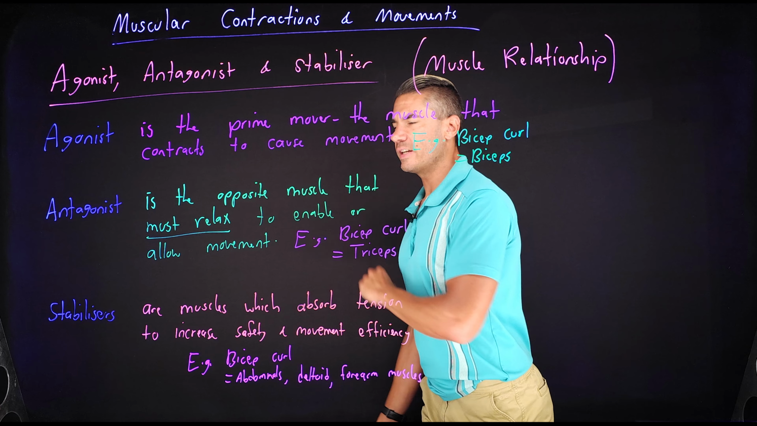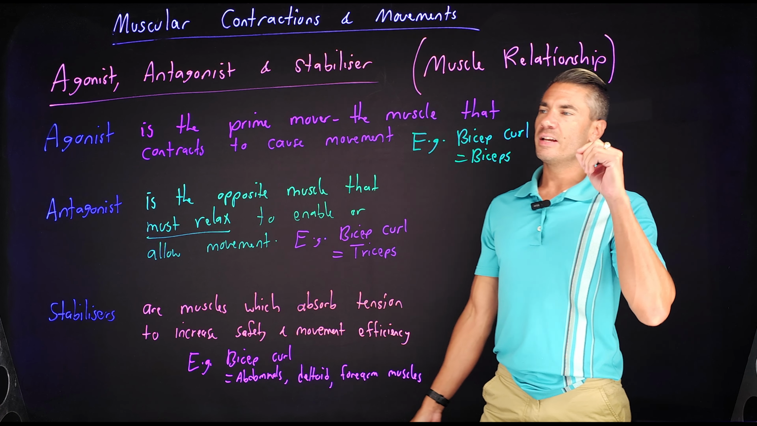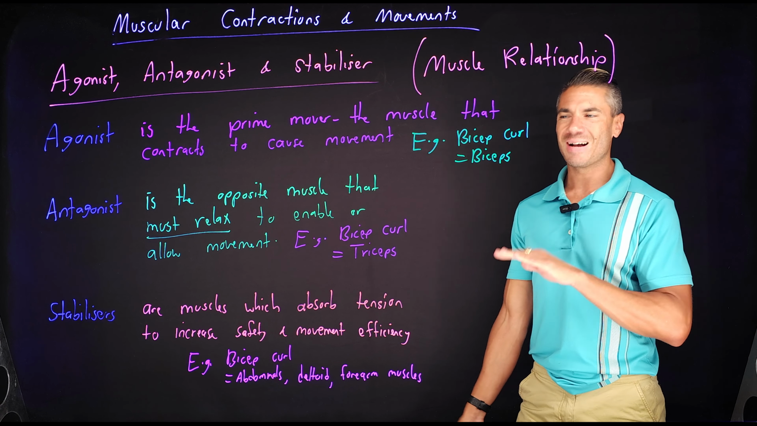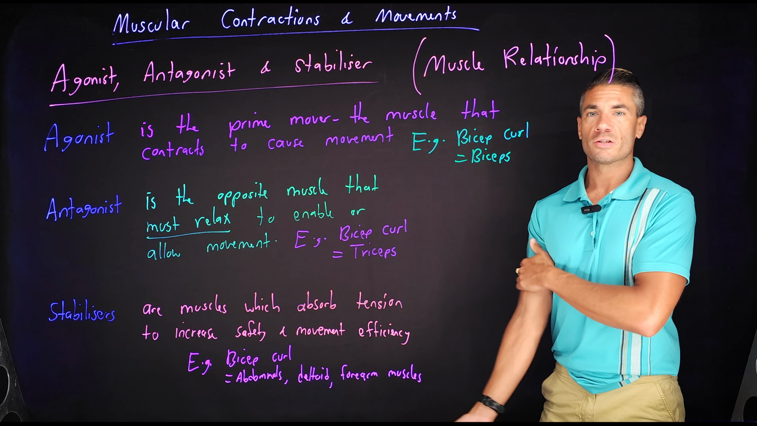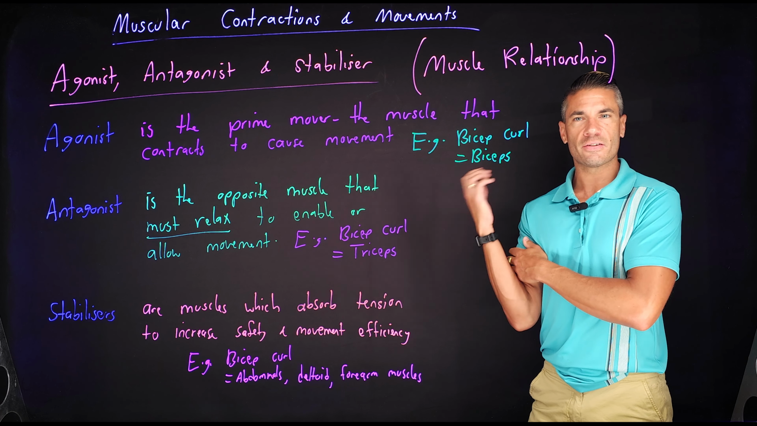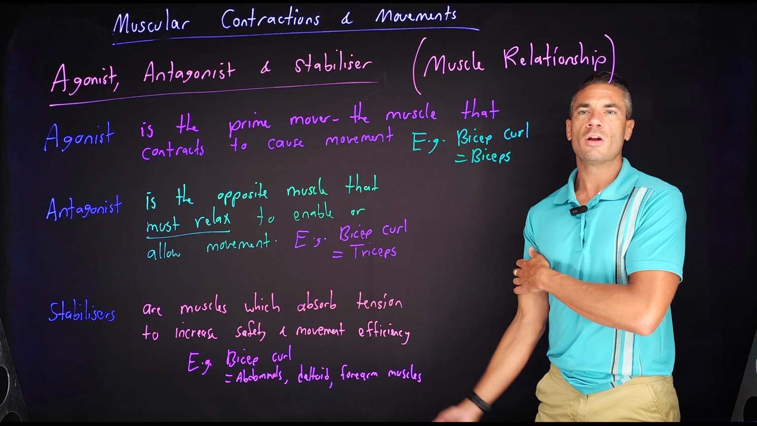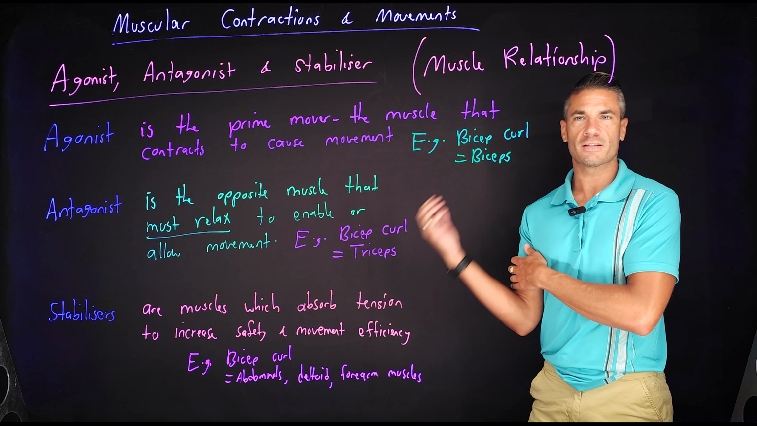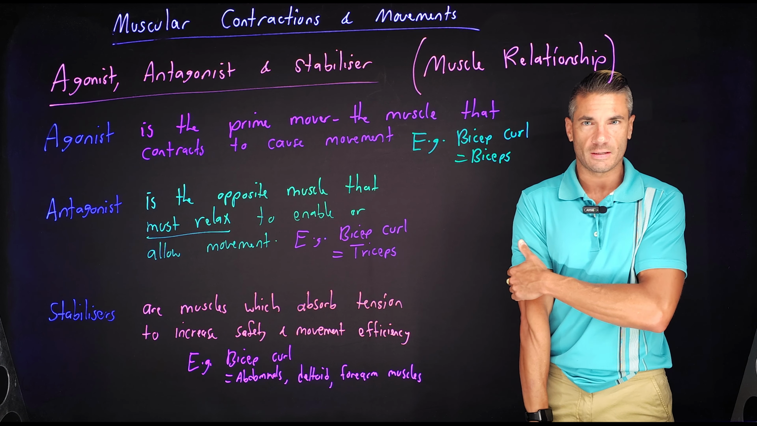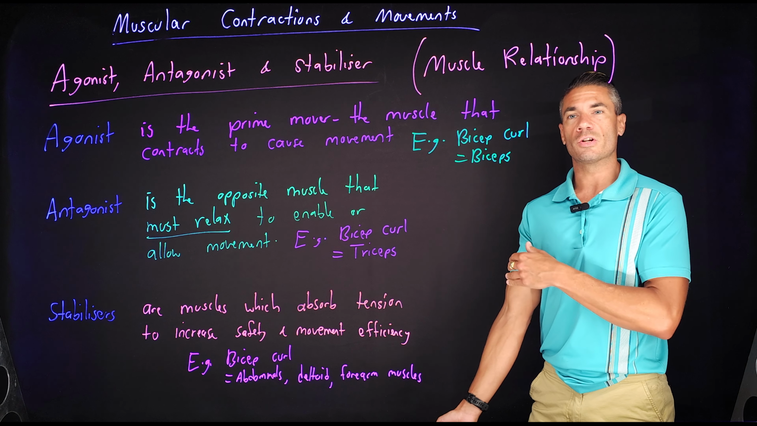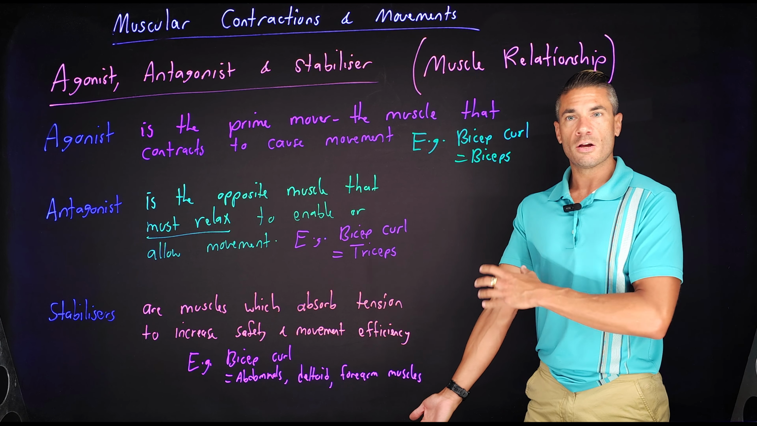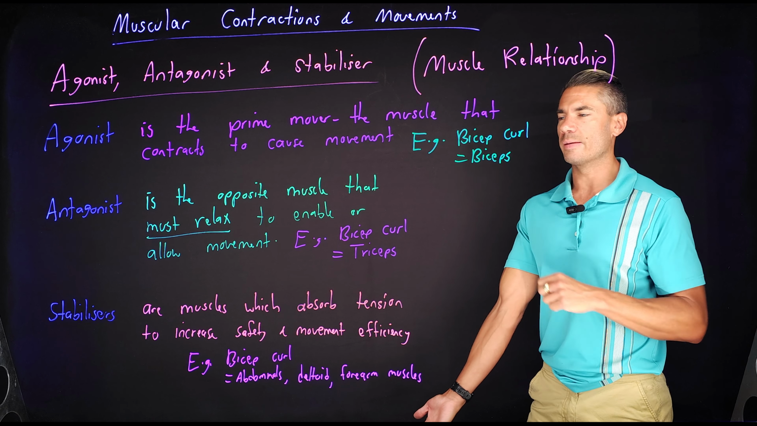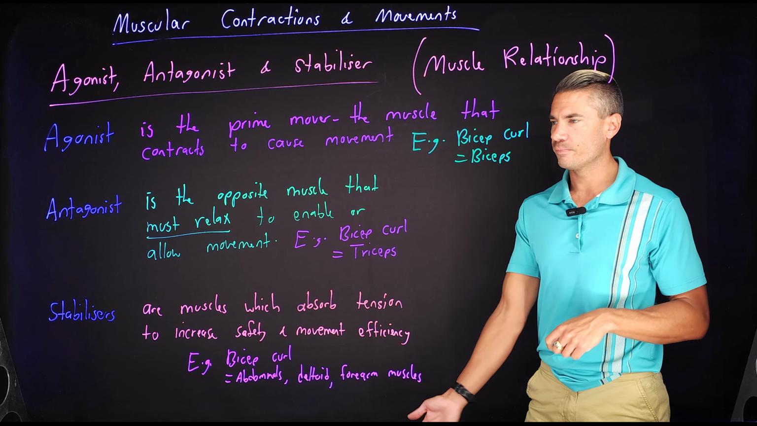On the opposite end of the spectrum, we have the antagonist. It is the opposite muscle that must relax to enable or allow the movement to occur. So for me to do this, there is a muscle on the other side of my arm which cannot be contracting at the same time, being the triceps. If I tried to contract my bicep and my tricep at the same time, which I'm doing now, no movement occurs. And we have a name for that too, which I'll go through on the next screen.